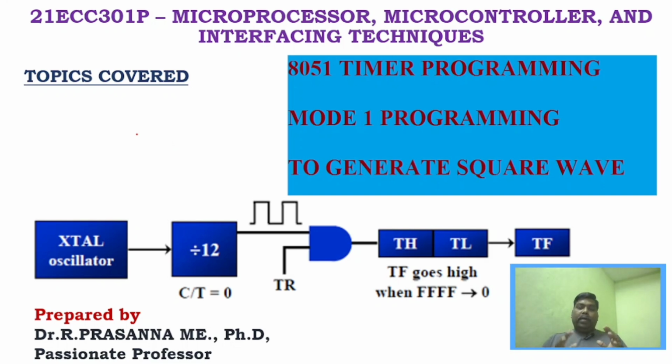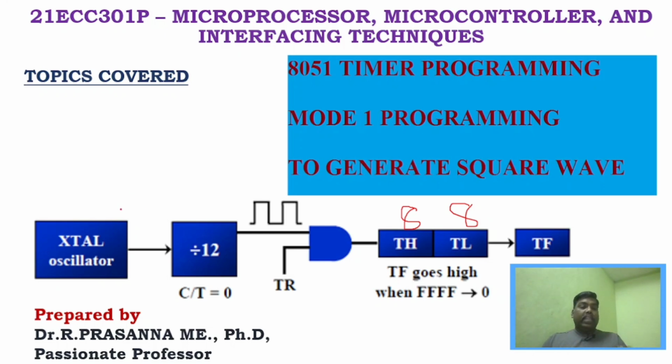We know that in mode 1 operation we will use the TH and TL registers, the complete 16-bit register. In the different modes, mode 0, mode 1, mode 2, the only difference is the number of bits in the registers. And we normally use mode 1 because only in mode 1 we are able to create the maximum delays. That is because we have the 8-bit TH register and the 8-bit TL register, so the complete 16-bit register we will use. So what is the operation of mode 1?